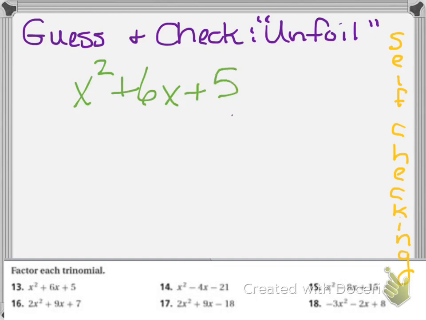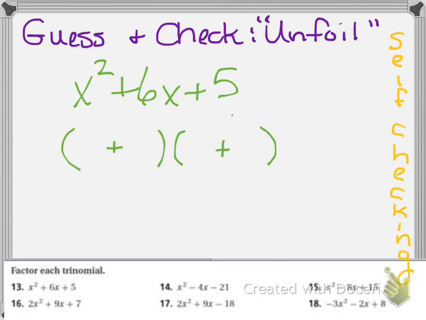We want to factor that into two binomials. So the first thing I always do is I just set up my parentheses, okay? The next thing I do is I look at my signs and see if everything's plus. And if everything's plus, I know that everything in my answer has to be plus. So I fill those in.